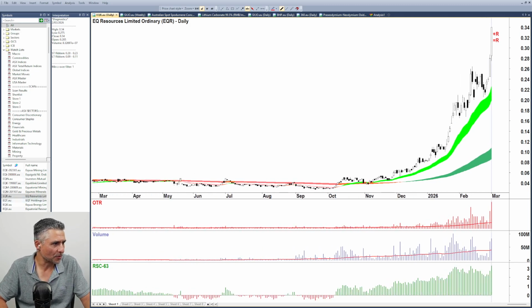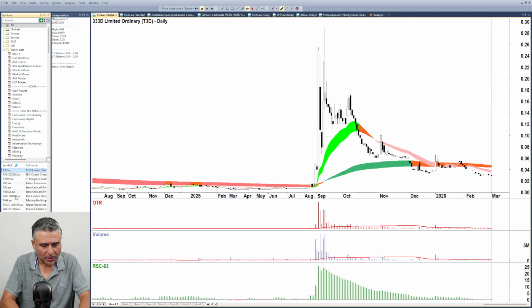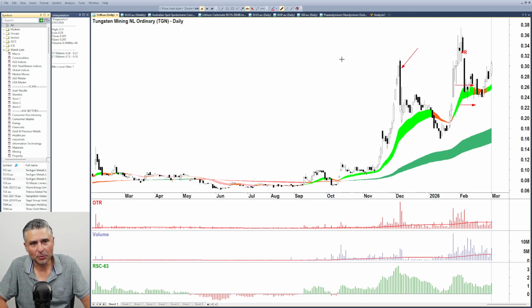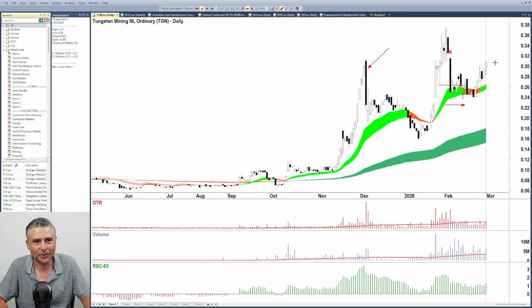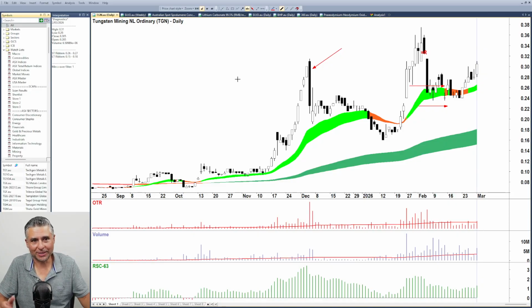Very, very strong price action. That one was for Robert. Next one's also for Robert, TGN, which clearly doesn't look as strong as some of the other ones, does it? It looks good, but it doesn't have that same sort of impetus. Tungsten Mining. We're obviously going to have a bit of a supply area in and around here.